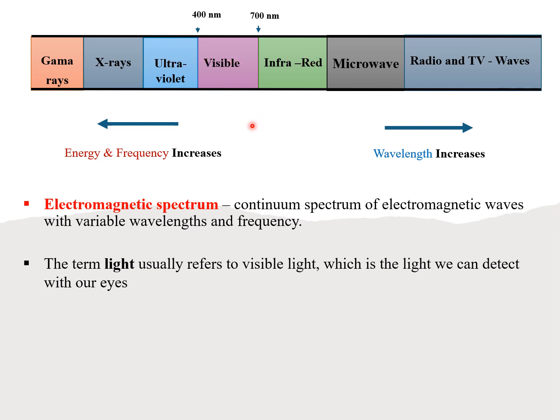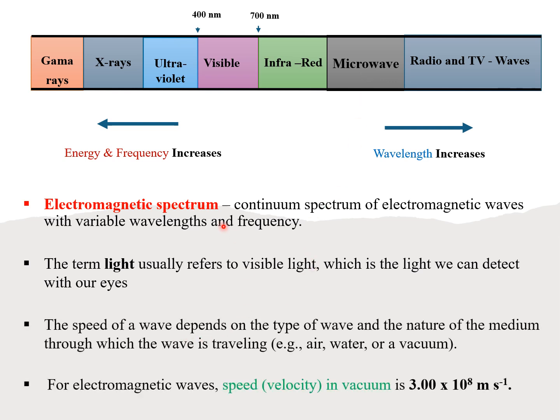However, we have some applications of other spectral regions. For example, X-rays we can use for medical diagnosis and also dental X-rays. And gamma rays are emitted by radioactive materials. Microwaves we use for cooking and reheating of food and so on.